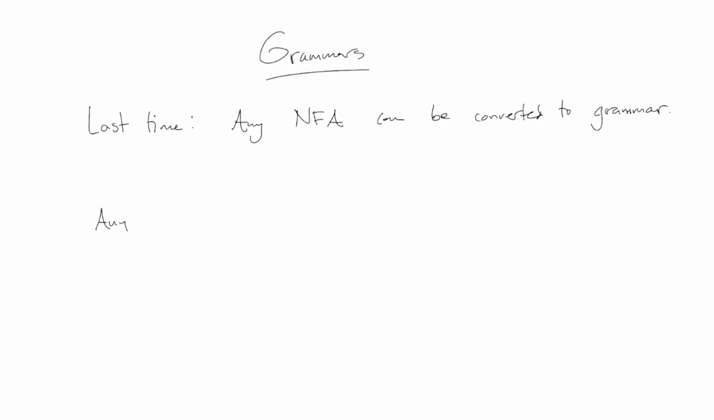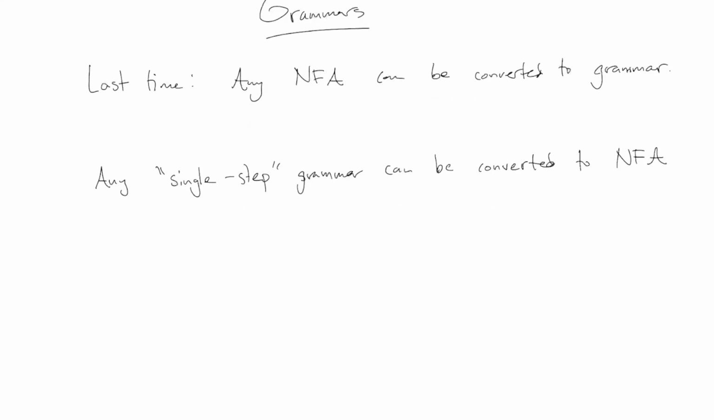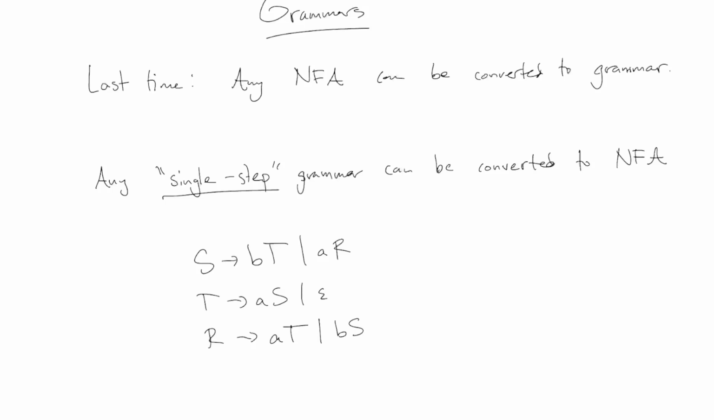So the best we can do as far as going the other way, grammar to NFA, is a terminology that I said right at the end last time. Any single step grammar can be converted to NFA, and I will just refresh your memory what that means and how to do it. Single step grammar means something like S goes to BT or AR, T goes to AS or epsilon, R goes to AT or BS. This is called a single step grammar.